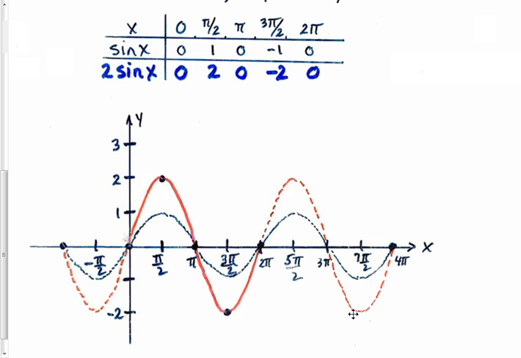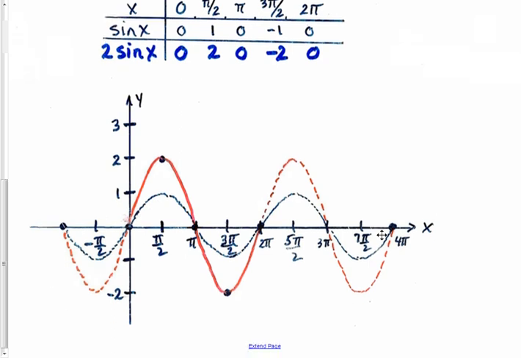And of course, this graph continues both to the left and right. And that's what's meant by those dashed lines.